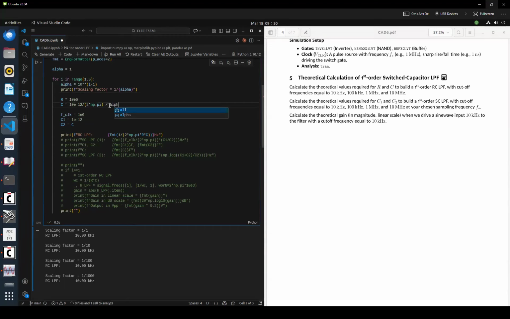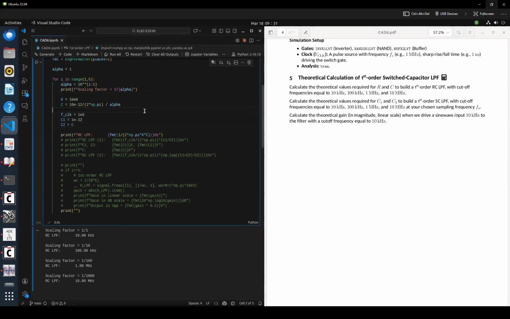And I prepared alpha. We have a for loop here. When i equals 1, then alpha is equal to 10 to the power of 0, that goes to 1, and the scaling factor is 1 over 10. That goes to divided by 10, and so on and so forth. So you can see 10 kilohertz, 100 kilohertz, 1 megahertz, and 10 megahertz. So we have completed this one.